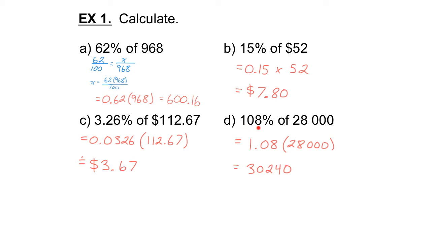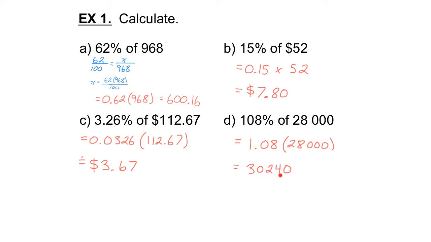Over here, 108% of 28,000. A lot of people get thrown off when you have a percent more than 100. That just means it's going to be more than this amount. So we do, in fact, get a bigger number. That's good. 108% is 1.08.